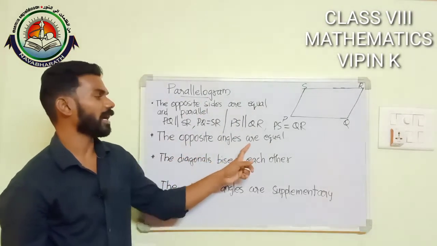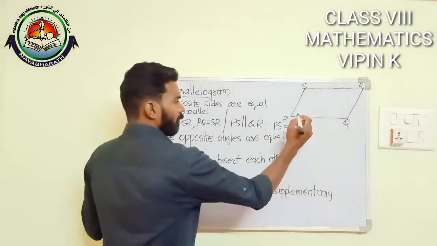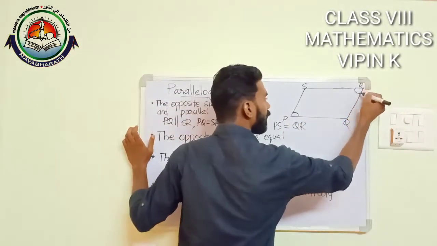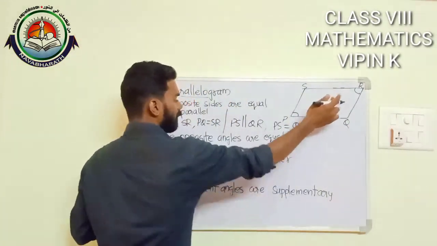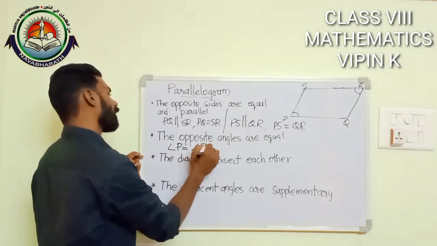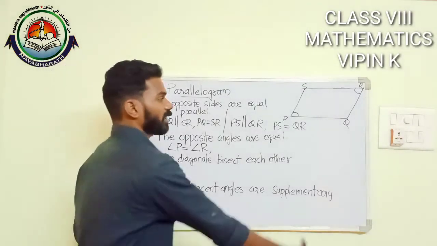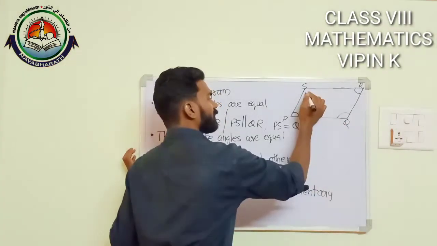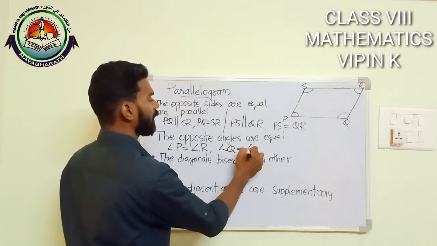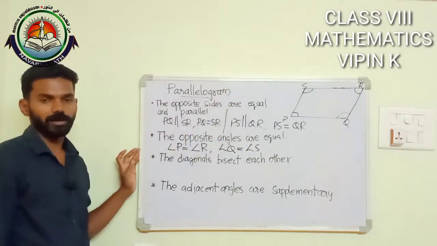What are the other features of this parallelogram? The opposite angles are equal. Which are the opposite angles here? One angle is P and the opposite angle is angle R. They are equal, which means angle P equals angle R. Now what is the second pair of opposite angles? Angle Q and the opposite angle, angle S, they are also equal. Angle Q equals angle S. This is the second property of a parallelogram.